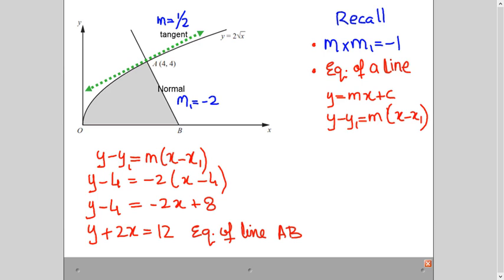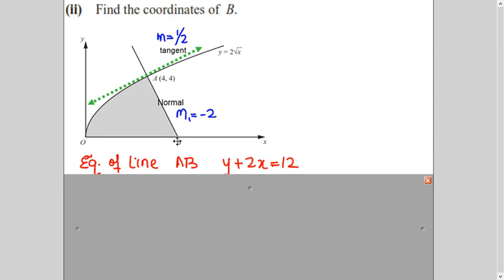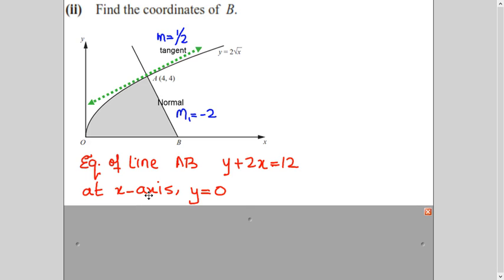Now, part 2 is saying find the coordinates of point B. It was told to you in the question earlier that point B is on the x-axis and it is on the normal. So what information should you have here? Any point on the x-axis will have y coordinate 0. So you will say at the x-axis, y equals 0. So in this equation of the line, which is the normal, you will replace y by 0 and you will get your x coordinate.